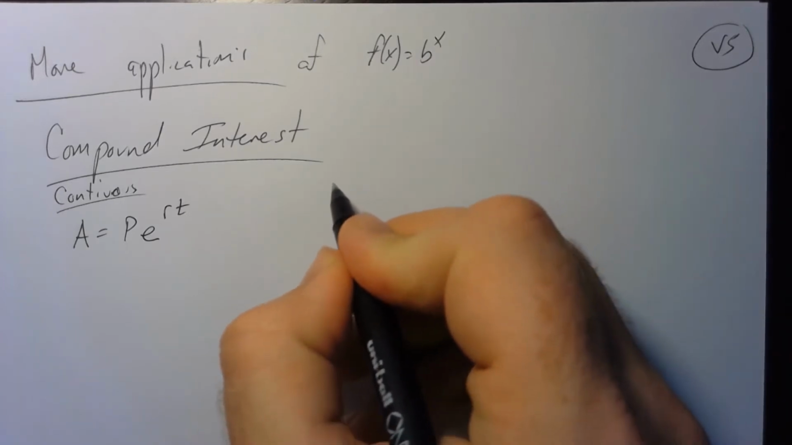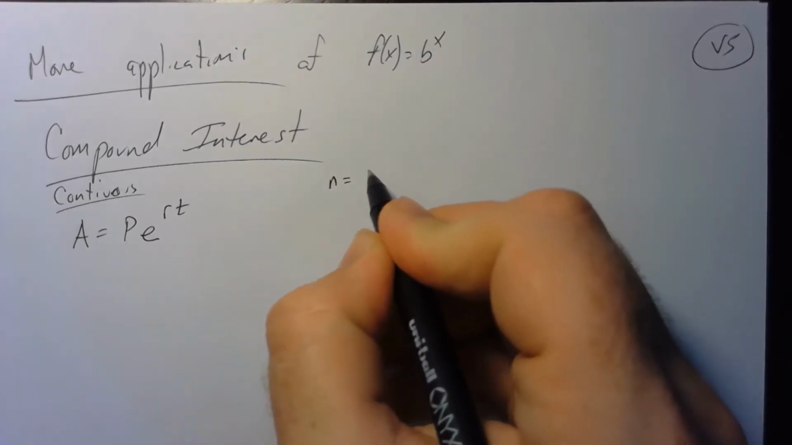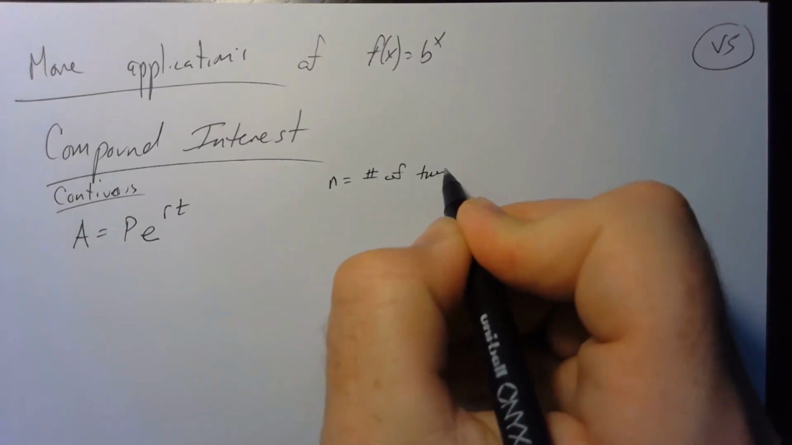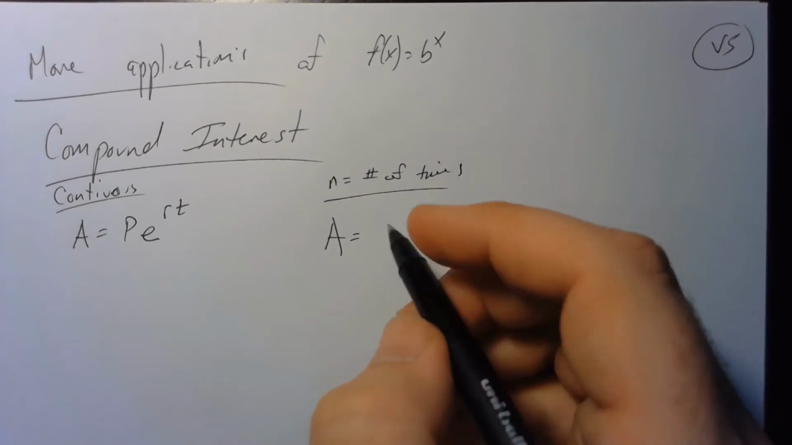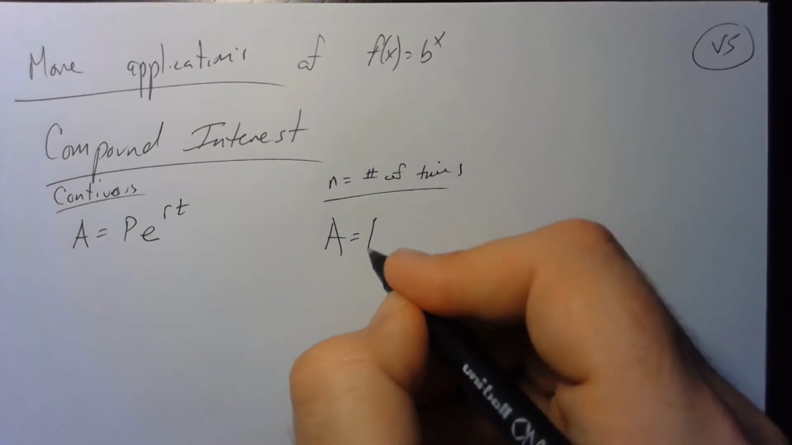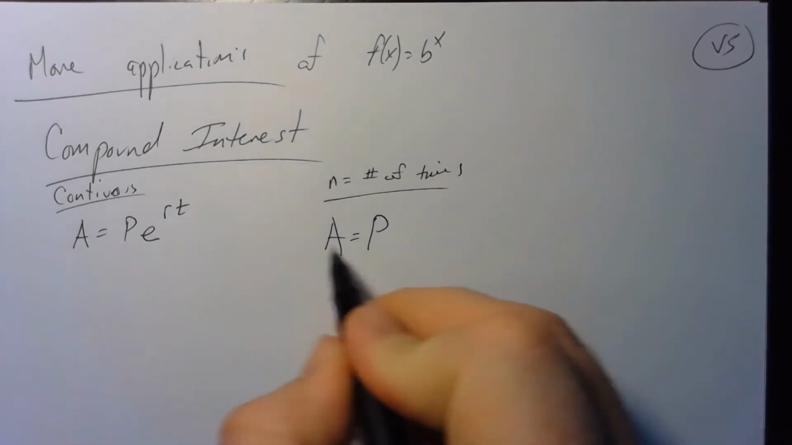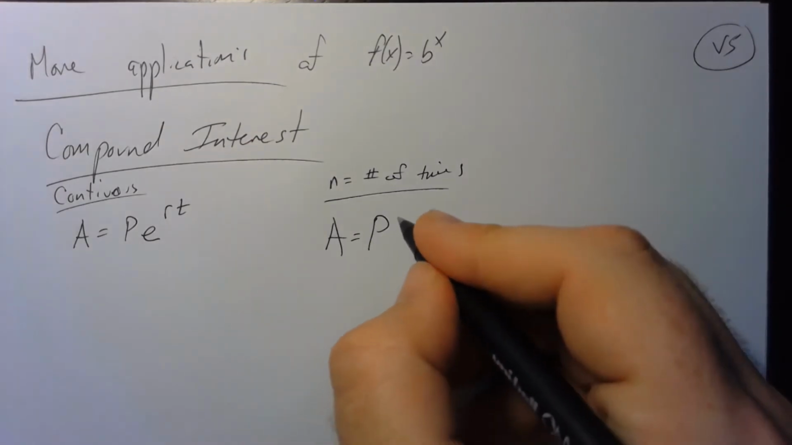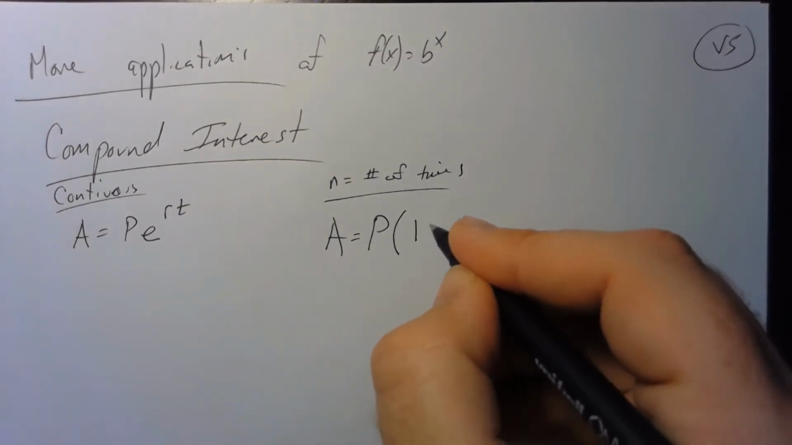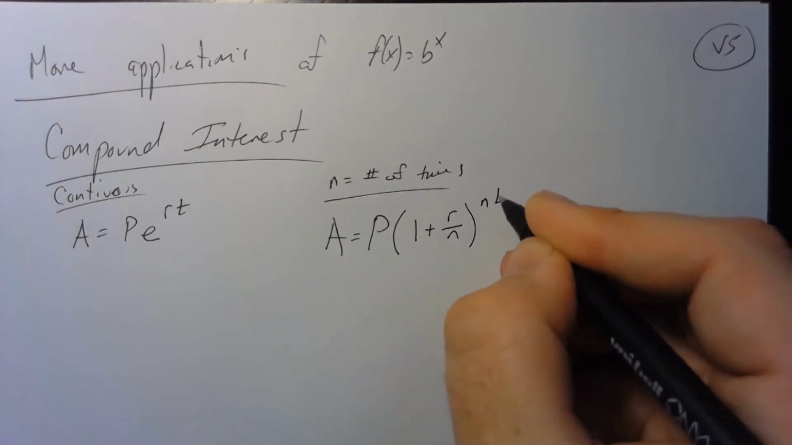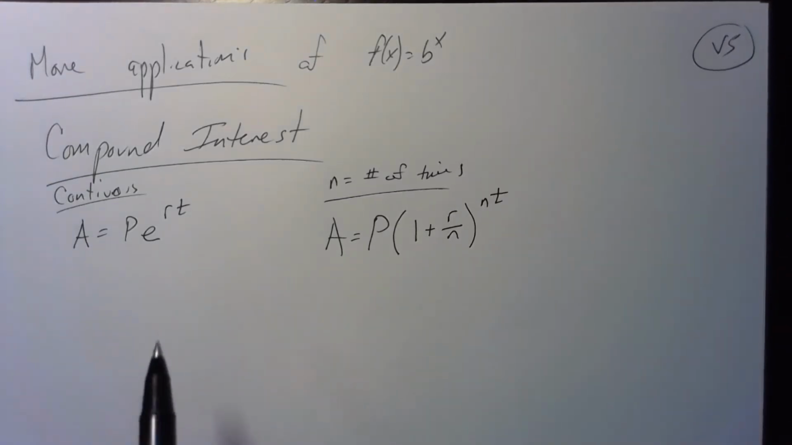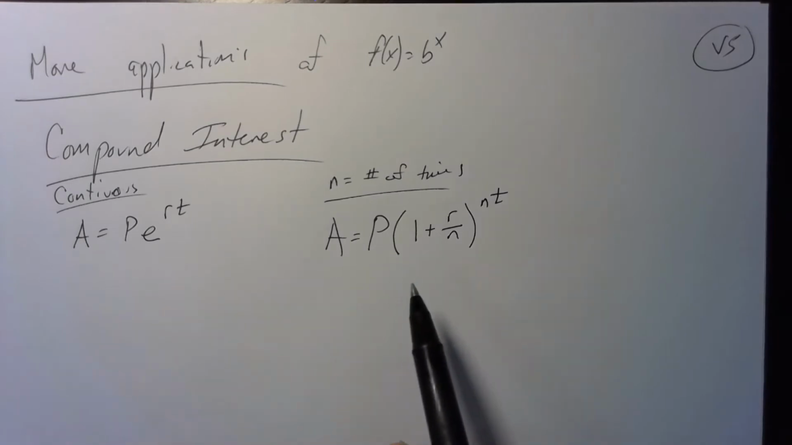So we have n equals number of times compounded. And that's going to be A equals, and this one's a little bit more tricky to follow. We have P, again, the same P as we have over here. That's what we call the principal, the amount that we invest. A equals P times (1 plus r over n) to the power of nt. Now all of the variables that are in common between these two are exactly the same.